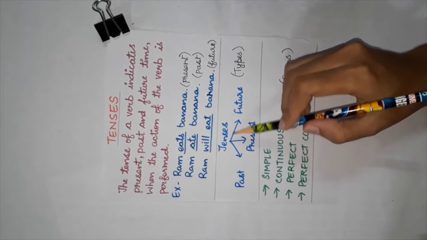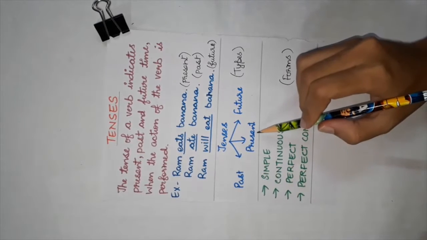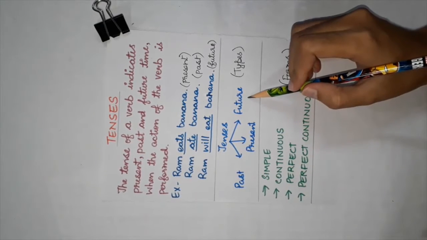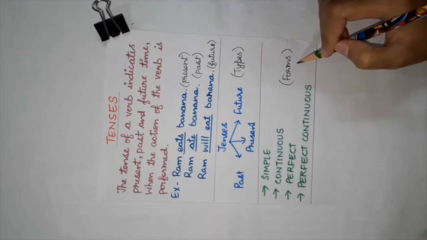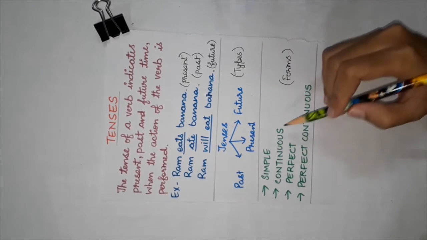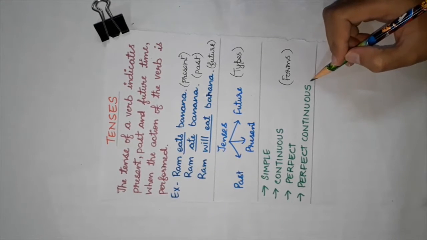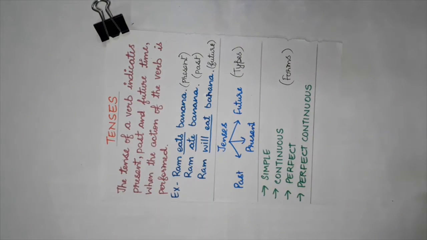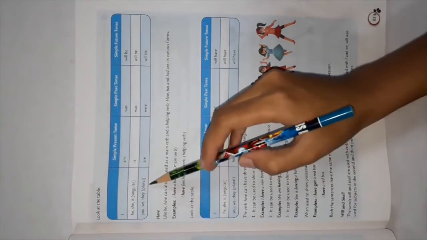Now, these tenses have three types: past tense, present tense, and future tense. And these types have four forms each: simple, continuous, perfect, and perfect continuous. Let's better understand the tenses first. So look at the box, that is the table.